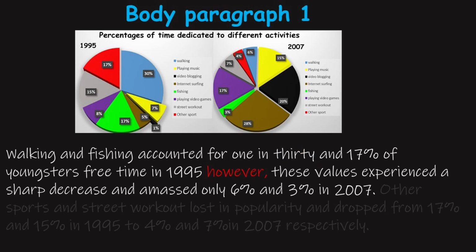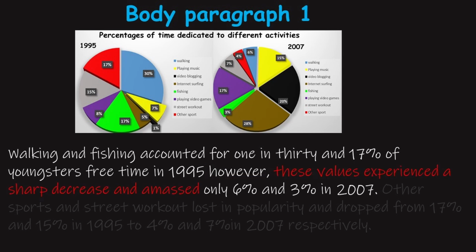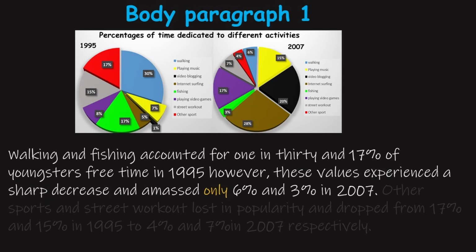The word however is highlighted by the red color and serves as an element of cohesion and coherence to link ideas between sentences, make smooth transitions, and make our writing logical. The red color indicates the phrase I used to provide a detailed explanation on what has happened with the proportions over time. These values experienced a sharp decrease and amassed only. The word only emphasizes that something has a small value.